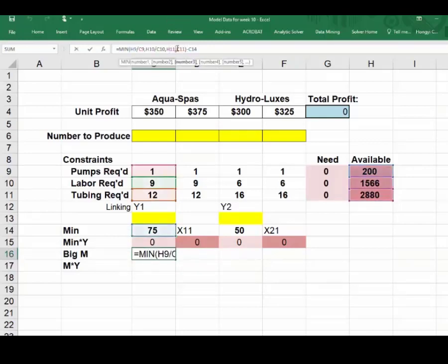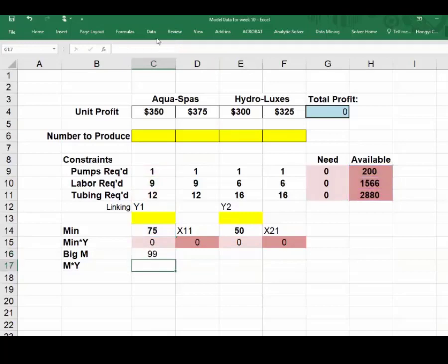Sorry, there's a typo here. Divide. Okay, so 99. And the same for the hydrolysis. We're going to find out the upper bound of our X22. And X22 is the amount of hydrolysis that we can produce starting from the 51st unit. So we'll find out what's the maximum amount of hydrolysis that we can produce, assuming we only produce hydrolysis, and subtract the 50. So we'll use all the resources to produce hydrolysis.